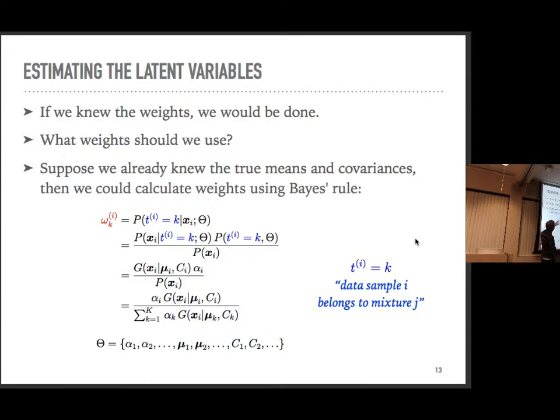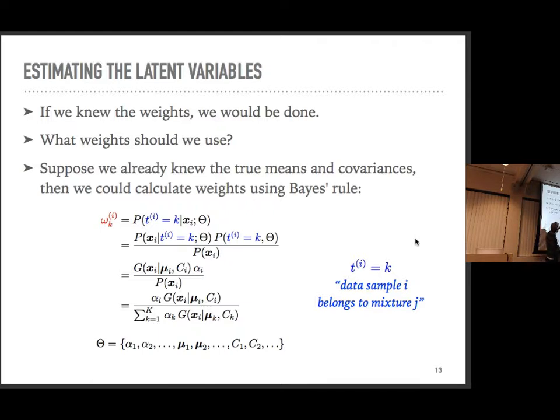So what we want, the weight, is just the probability that the tag for the ith data point is k. So basically, when you see that expression there, what that means is data sample i belongs to mixture k. So we want the probability that data sample i belongs to mixture k, given the data point itself and all the Gaussian parameters. And we're assuming now that we know those Gaussian parameters. Okay, so we can just use Bayes' rule to calculate that.